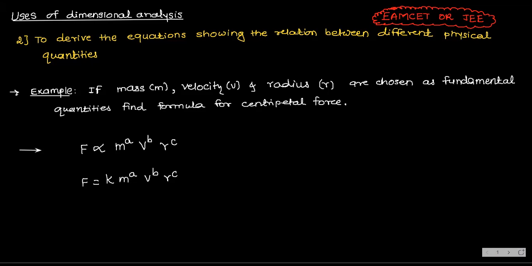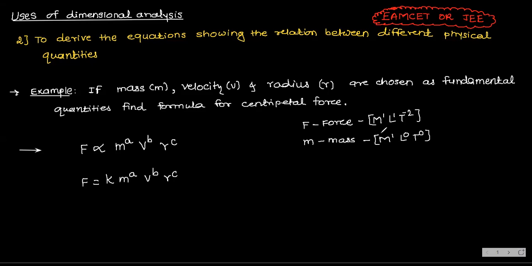Now let's find out the dimensions. When you are doing this, first you find out the dimensions. F is force, and the dimensions of force are 1 in mass, 1 in length, minus 2 in time. K is a constant, so no need. Next is m. m is mass, so the dimensions are 1 in mass, 0 in length, 0 in time.